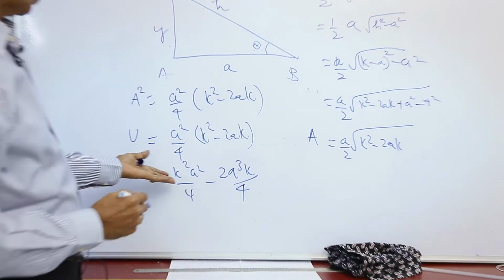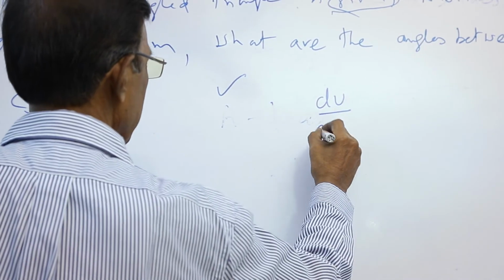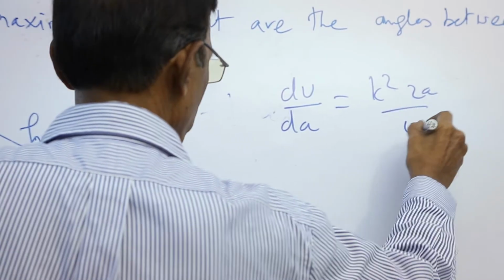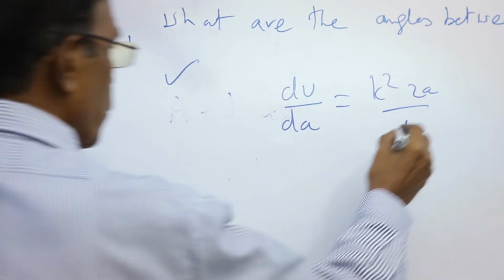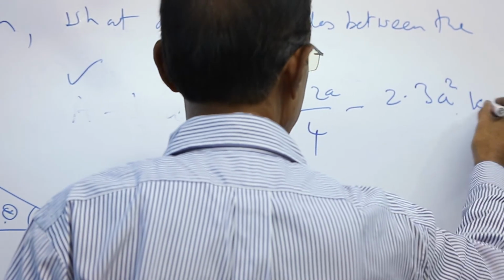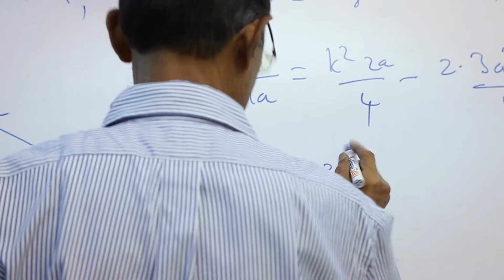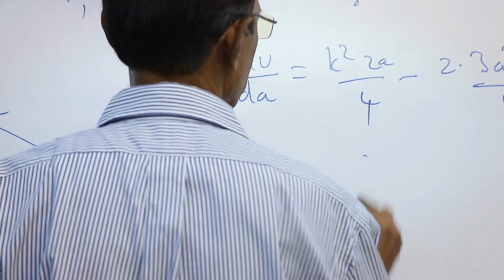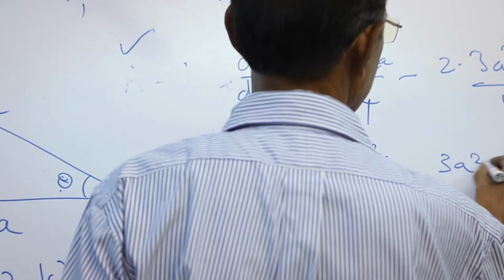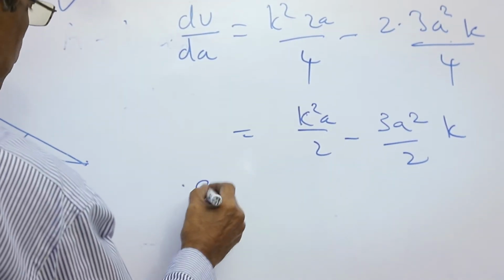Now I differentiate with respect to a. So your du by da becomes k squared into 2a by 4, and this is equal to minus 2 into 3 into a squared k by 4. So this is going to give you 2a k squared, or I can simplify this also. This is k squared a by 2 minus 3 a squared k by 2. So you get, equal to 0.